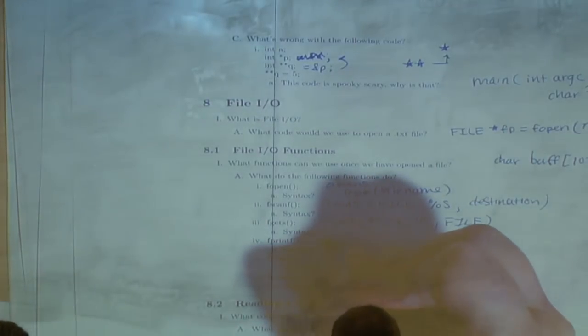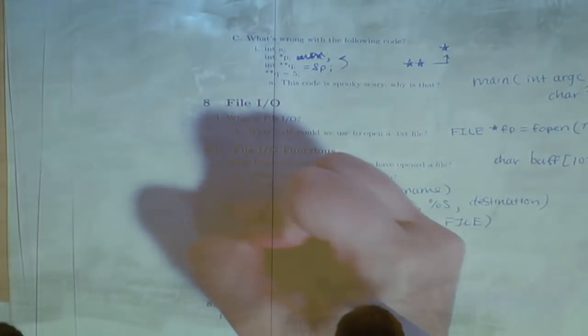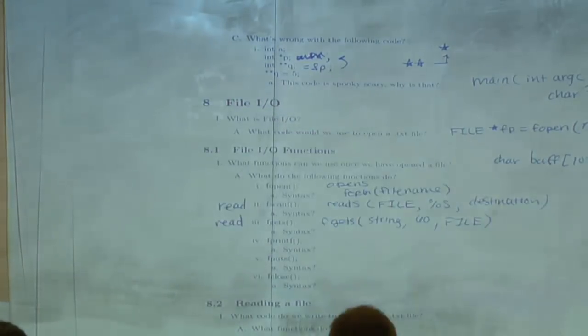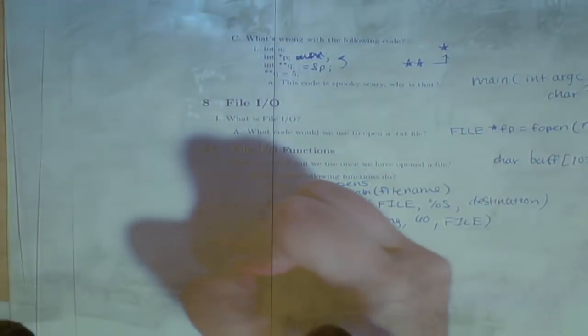fprintf is instead of a read. These both were read functions, so they read from a text file. fprintf prints, it's a write function, so it writes.